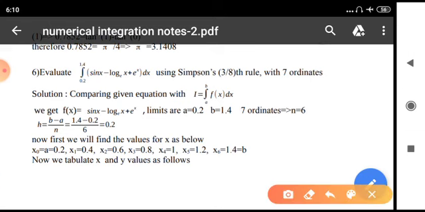We get f of x value as sin x minus log x plus e to the power x. The lower limit a is 0.2, upper limit b is 1.4. Given 7 ordinates, which means n is equal to 6. Now h is given by b minus a divided by n, that is 1.4 minus 0.2, 1.2 by 6 is 0.2. Now first we will be finding values of x as below. We know the method already.